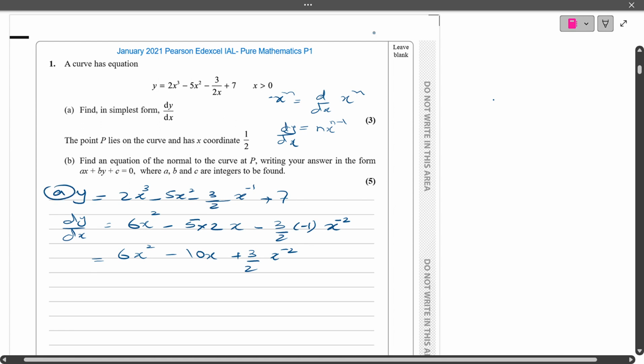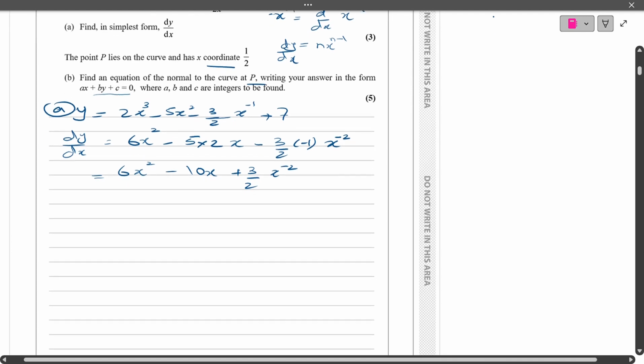Now let's move on to the B part. The point P lies on the curve and has x coordinate 1 over 2. Find an equation of the normal to the curve at P, writing your answer in the form ax plus by plus c. Equation of normal. Derivative is the gradient. So let's find the gradient at x equals 1 over 2.